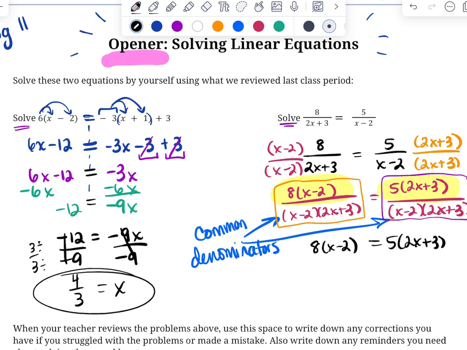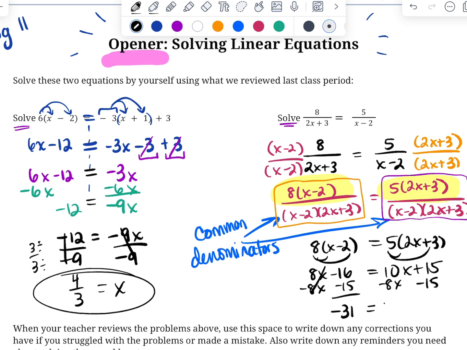From here, similar to the previous problem, I'm going to distribute the 8 to the x and the negative 2. And I'm going to distribute the 5 to the 2x and the 3. And I'm going to get all my variables on one side. So I'm going to subtract 8x from both sides. And I'm going to get all my numbers on the other side. So I'm going to get negative 31 equals 2x. And so I'm going to write it over here. X is going to equal negative 31 over 2.